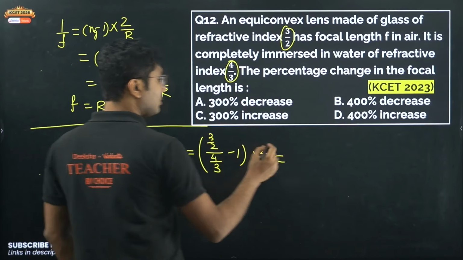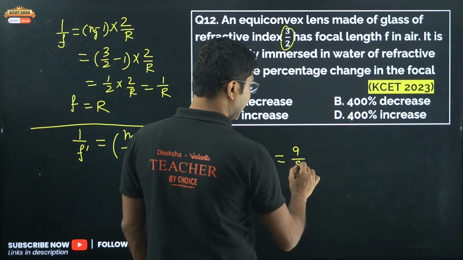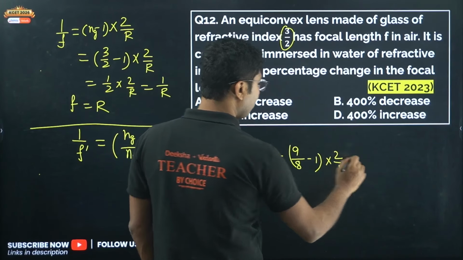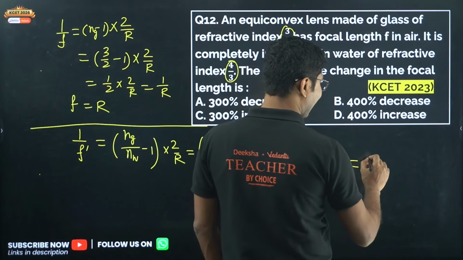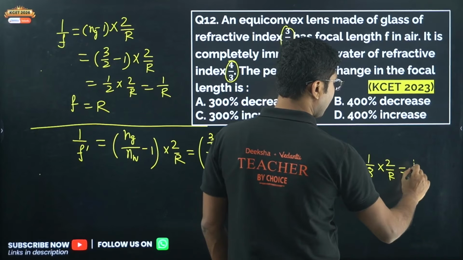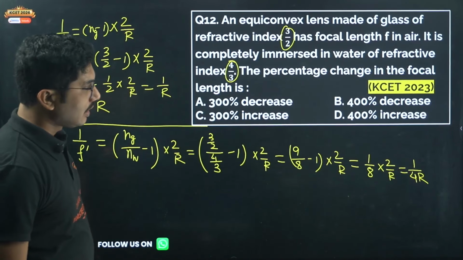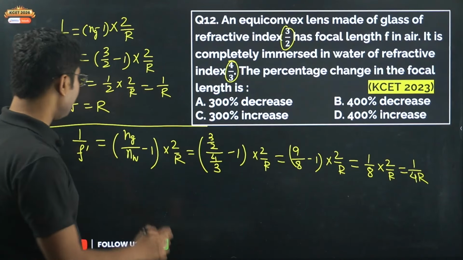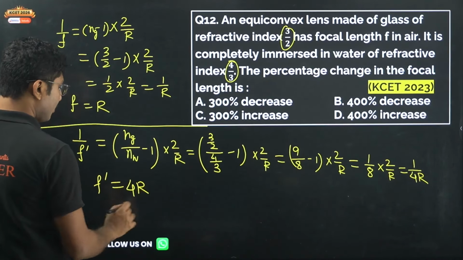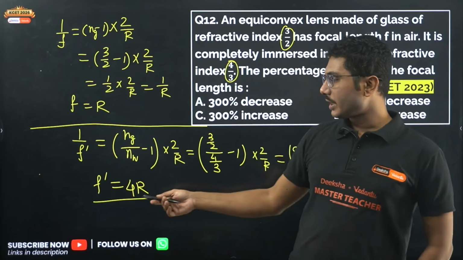What is the value of this? 3 will go up, so 9, and this 2 will come down. 4 into 2 is 8, minus 1, into 2/r, or it will be 1/8 into 2/r, or it will be 1/4r. Right, 1/4r is the 1/f dash. So f dash must be equal to 4r. So this is the new focal length. Initially focal length was r. The final focal length is 4r.